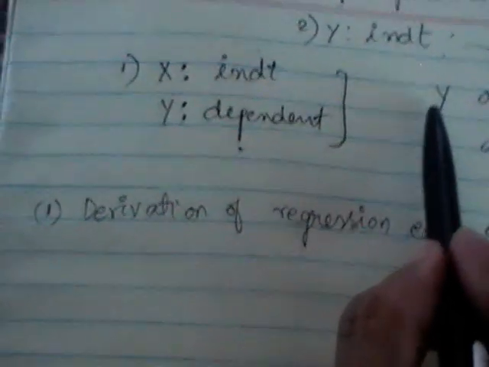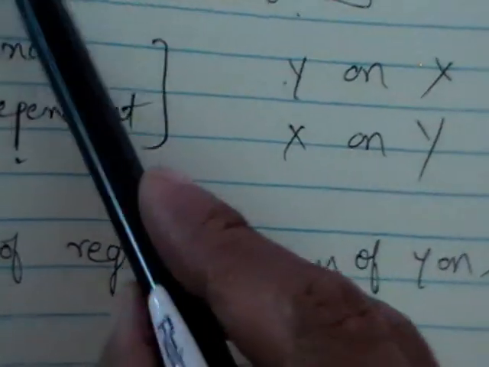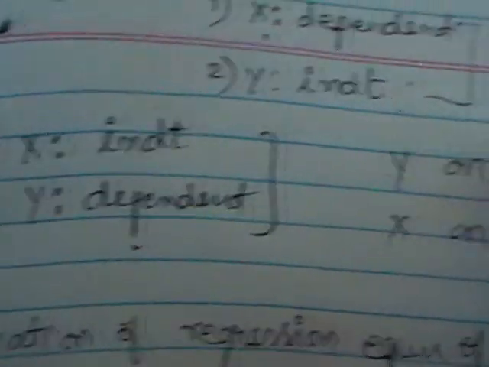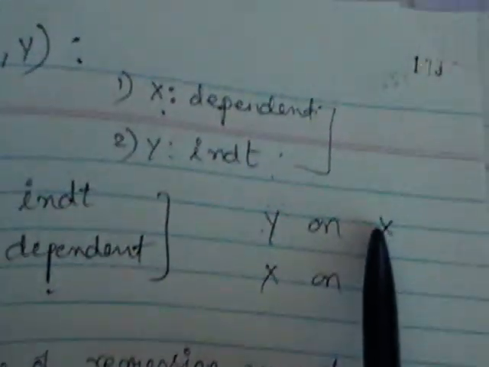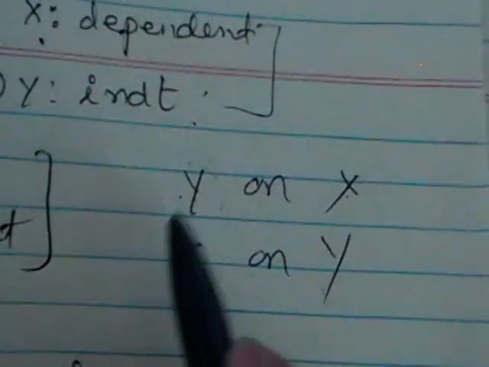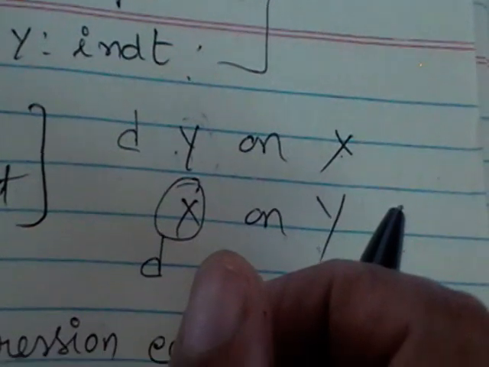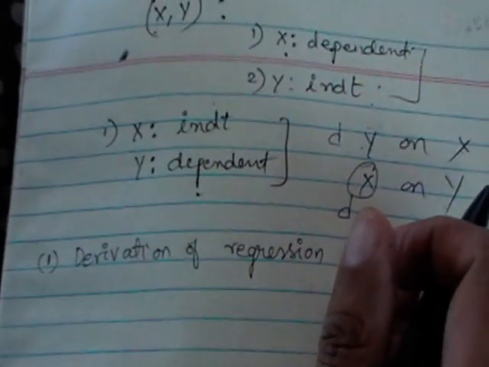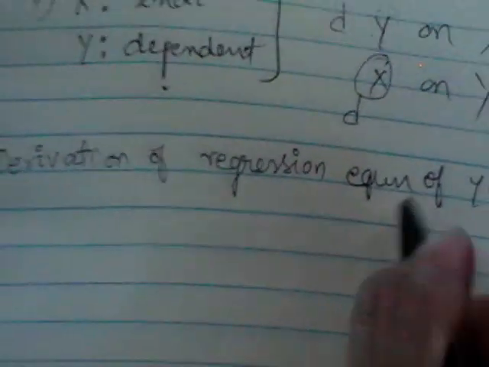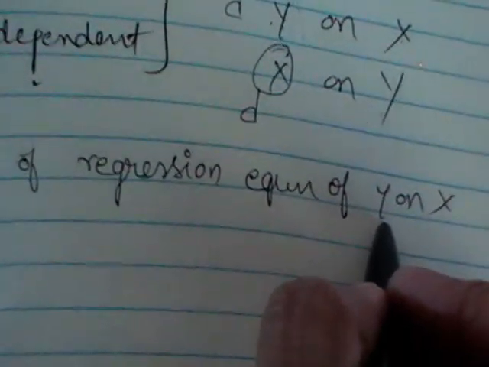Y on x means y, on the left hand side, is always considered the dependent variable. If there are two variables, we will have the regression equation of y on x and x on y. In y on x, we consider y as the dependent variable and x as the independent variable. If it is x on y, we consider x as the dependent variable. Always the left hand side variable is considered the dependent variable, and the right hand side variables are considered the independent variables. Depending on this, we are going to derive two regression lines: the derivation of the regression equation of y on x and of x on y.